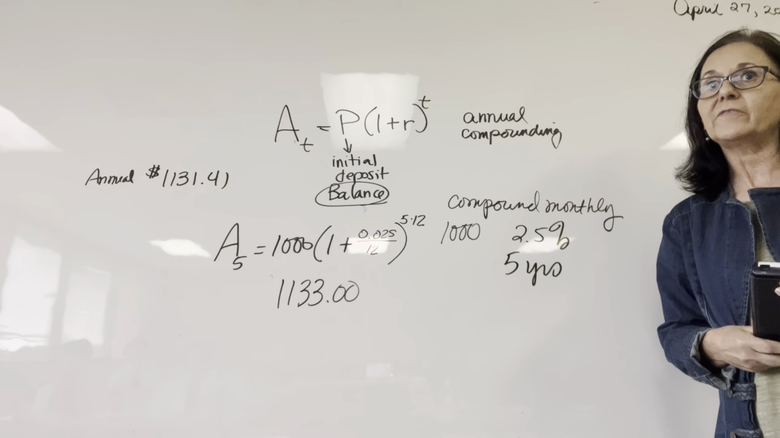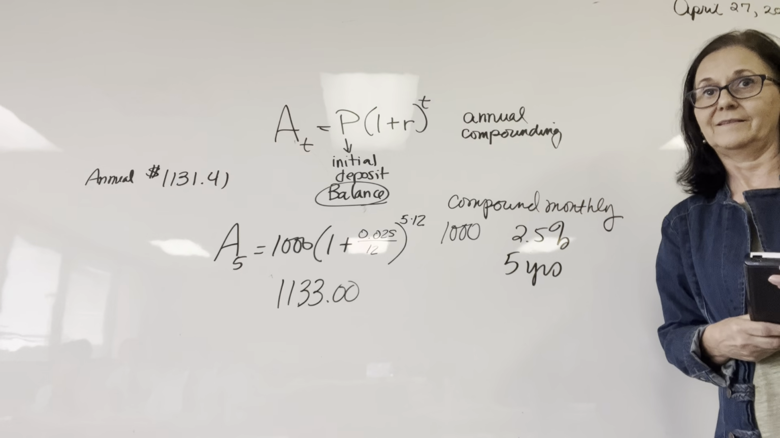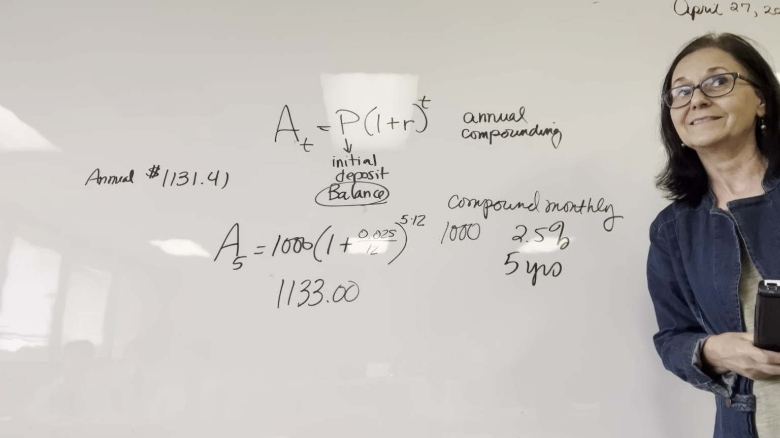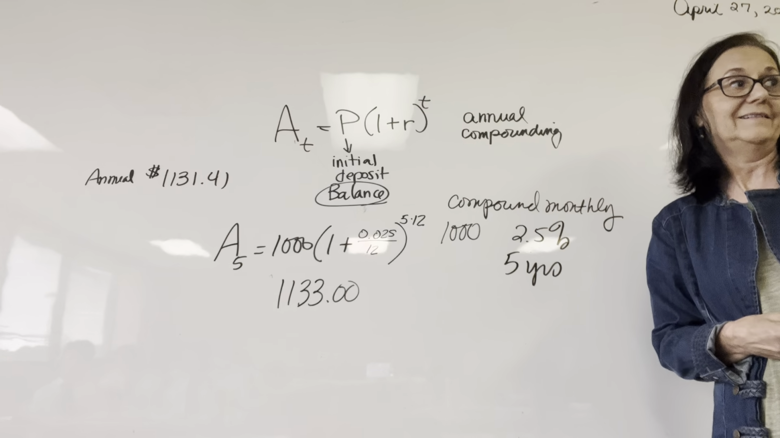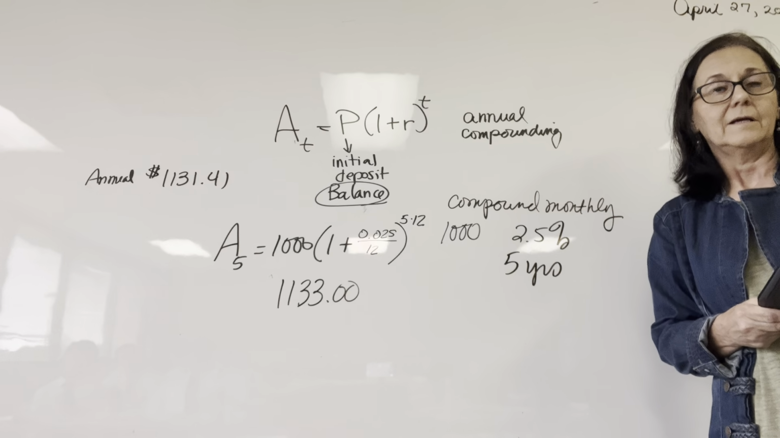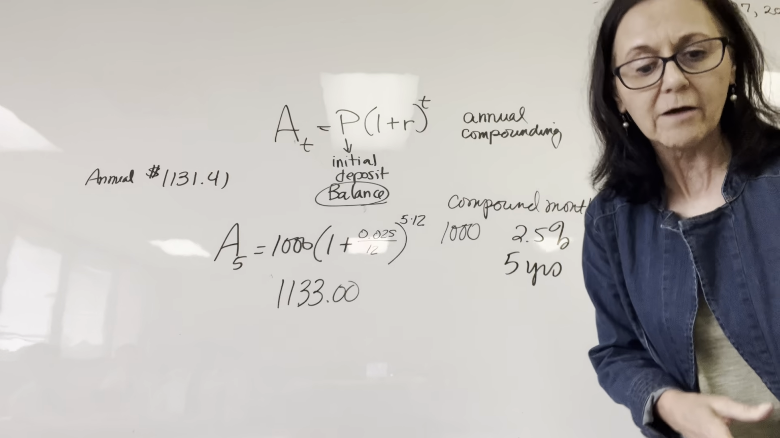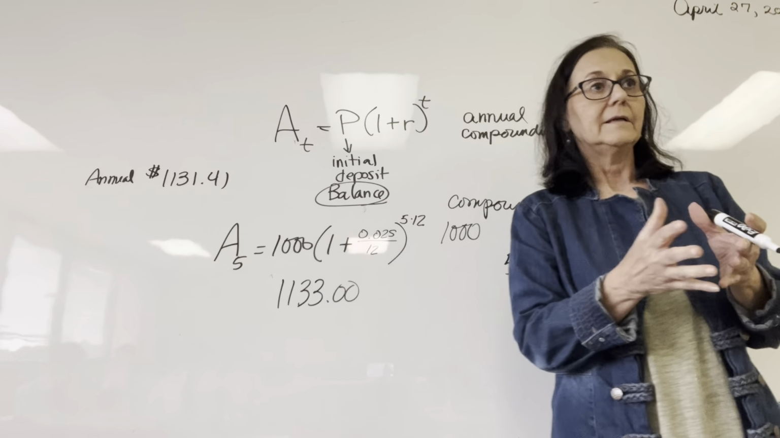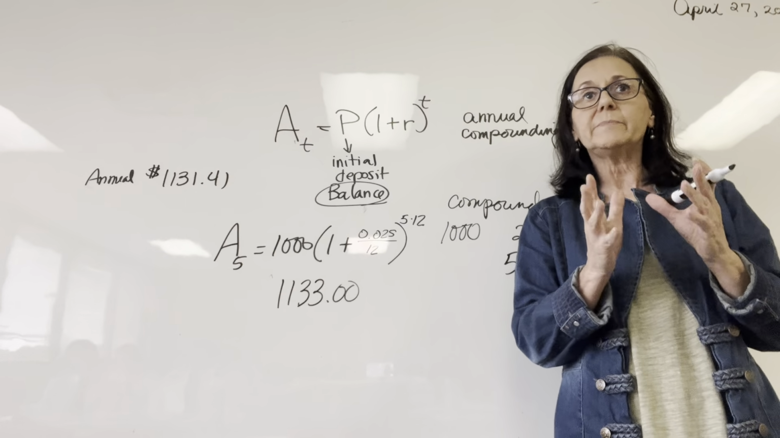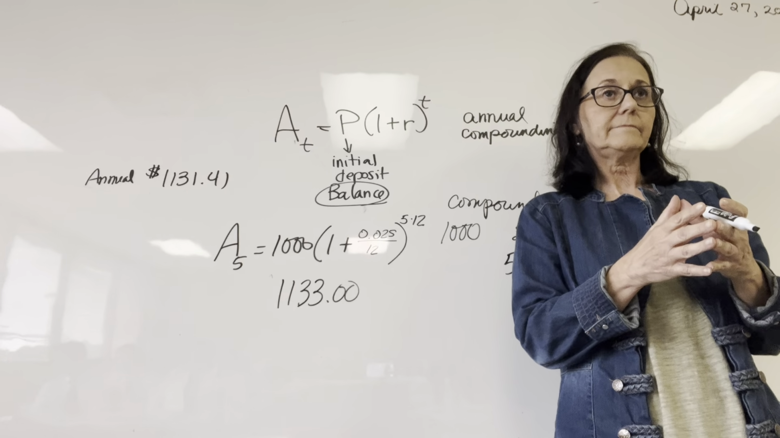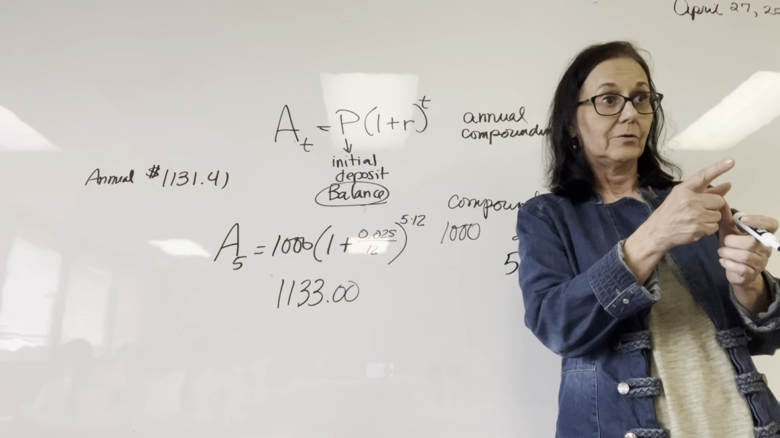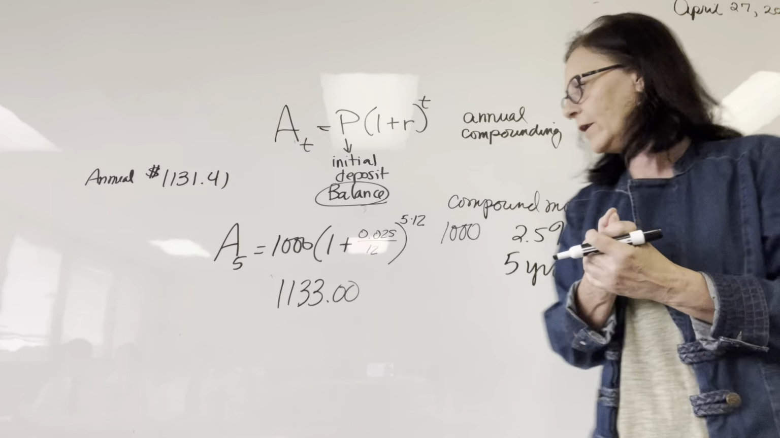Okay, but if I have 100,000 in there, don't you think? A shorter compounding period is better. Okay, now what if we did it daily?